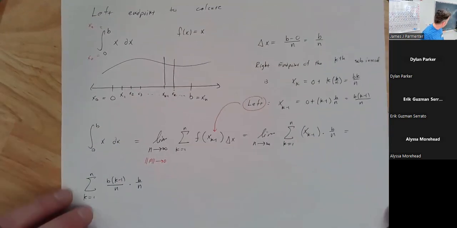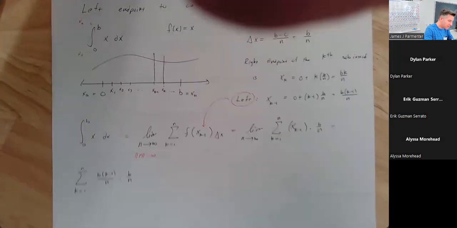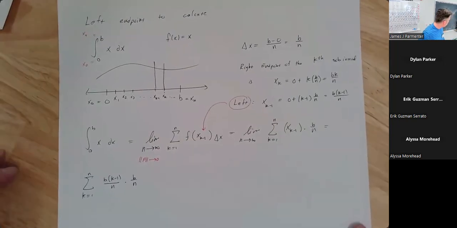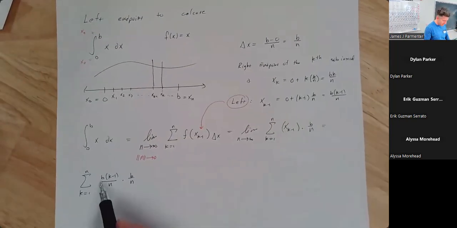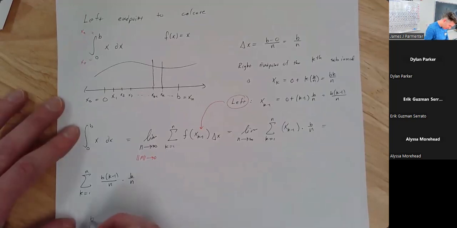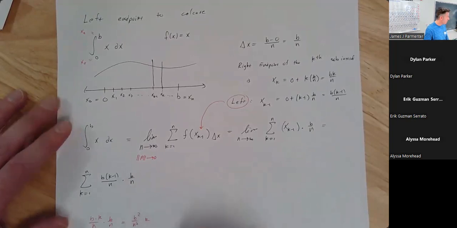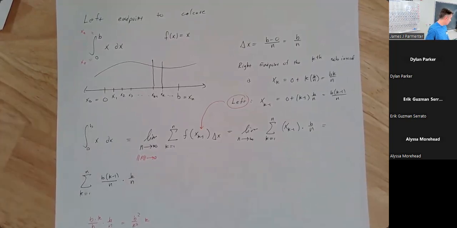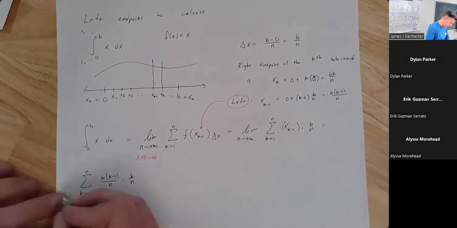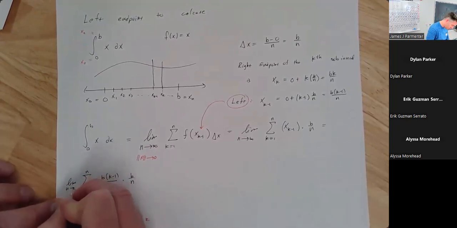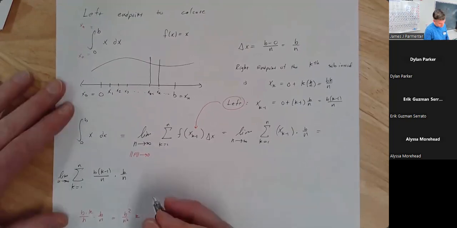Now, I want to point out to all of you, look how much easier this would be if this was the right endpoint and it was b times k over n. If that was instead b times k over n times b over n, I would just pull out the b squared over n squared and have the sum of k, which would be way easier than what I'm about to do. It's still going to work to do what we're going to do, but it would have been easier to do it the other way. Also, I forgot the limit. Got to write the limit. Limit's important.